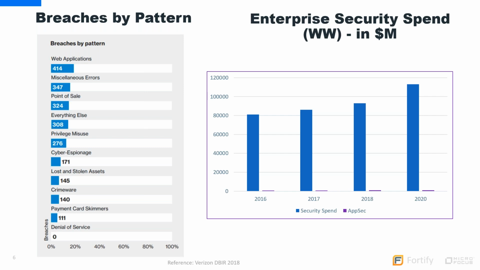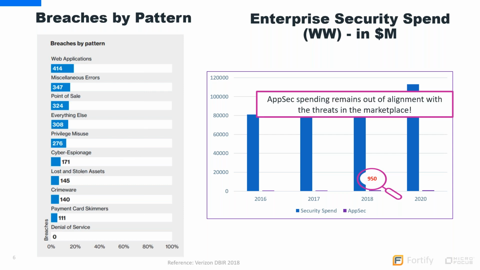So on the screen here, you'll see security spending over the last couple of years, as well as projected up to 2020. While security spending is on the uptick, we do see that application security, that's actually the second bar here, this tiny little sliver. So application security is quite out of sync with how many breaches are happening at the application layer, with less than 1% of spending going to application security.